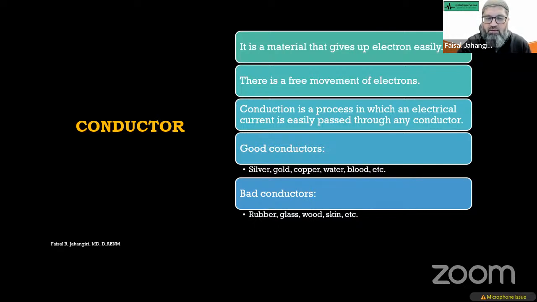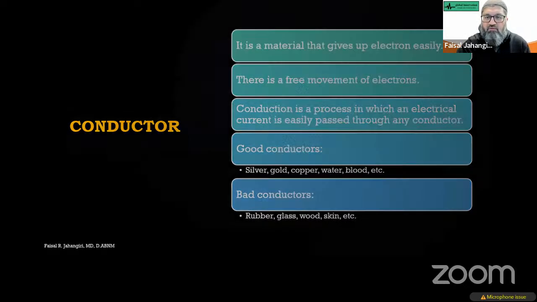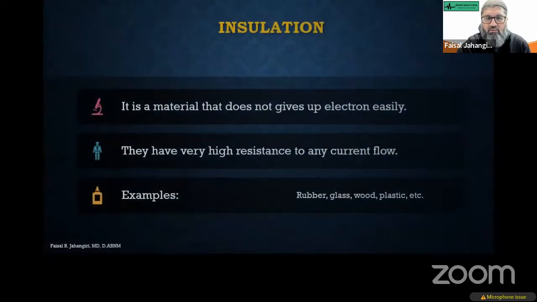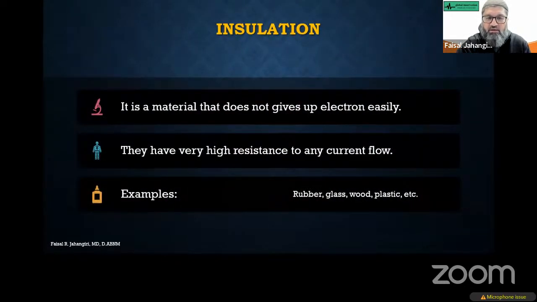Then we have a bad conductor, one which does not give up electrons easily. And then we have an insulator, where there's no movement of the electrons at all: rubber, glass, wood. Skin is considered a bad conductor. If there's a break in the skin, it may conduct more, but intact skin is considered a bad conductor. It's not an insulator because there's some conduction, but it's not as good as metals and fluids.